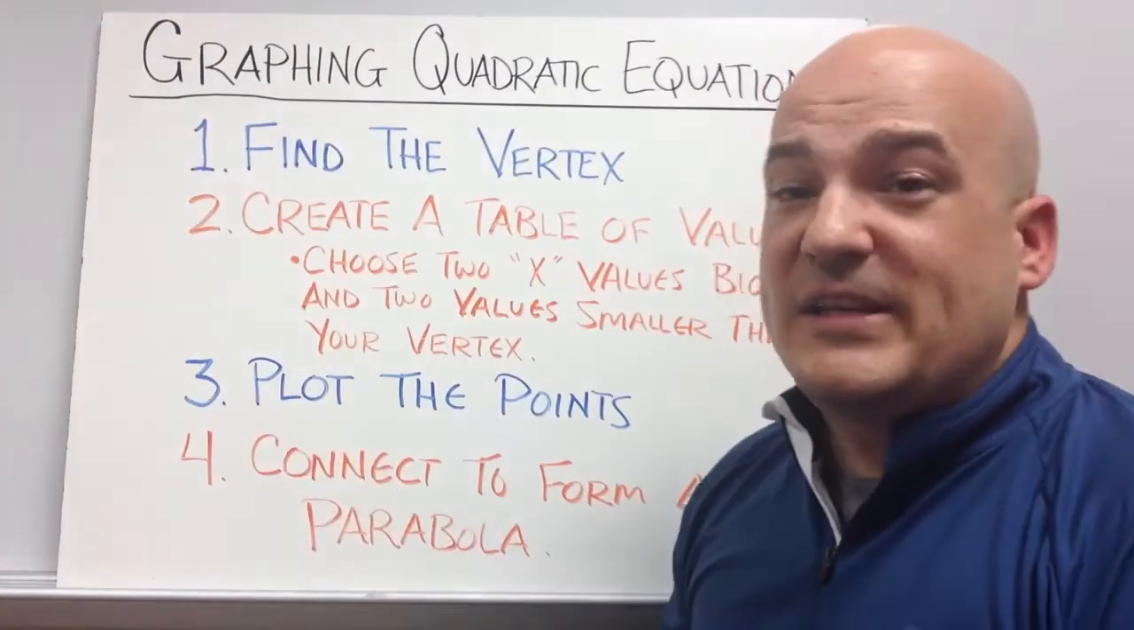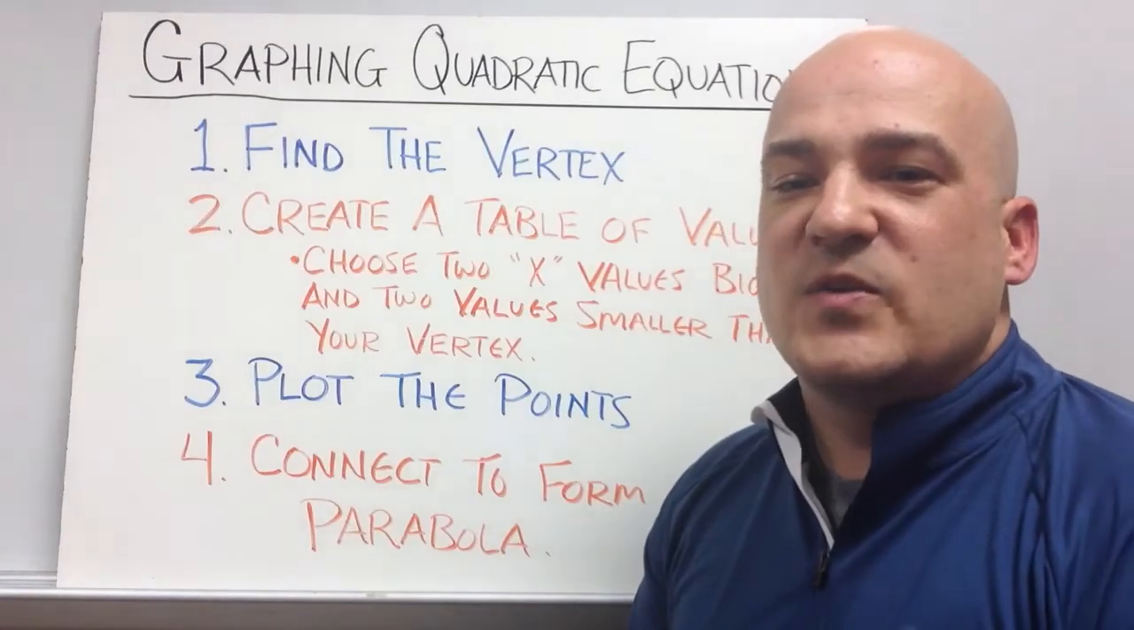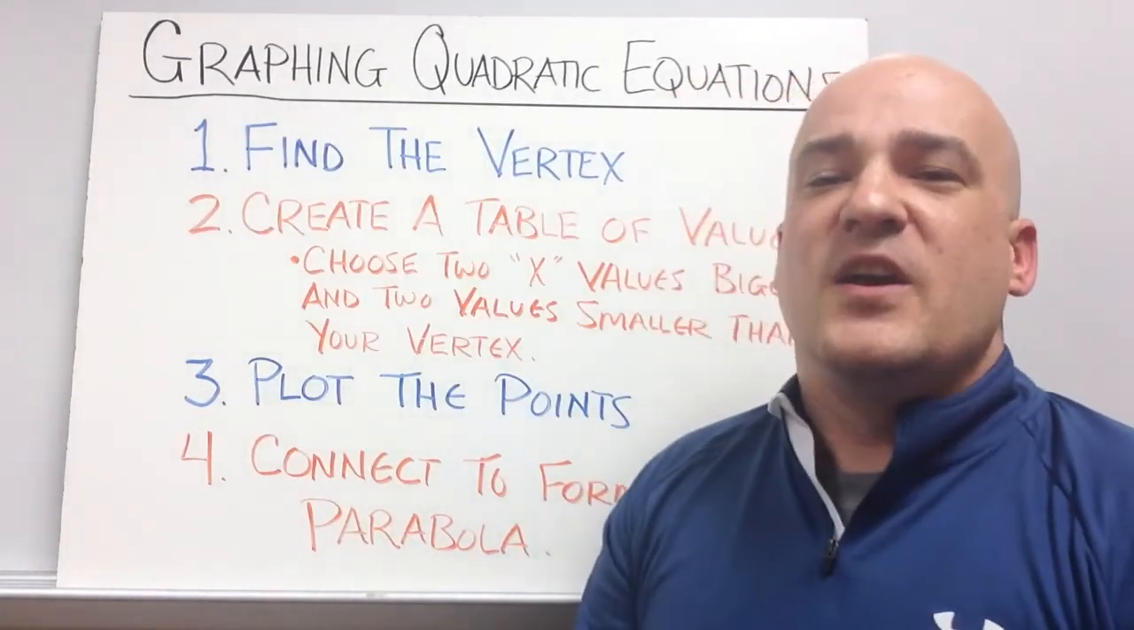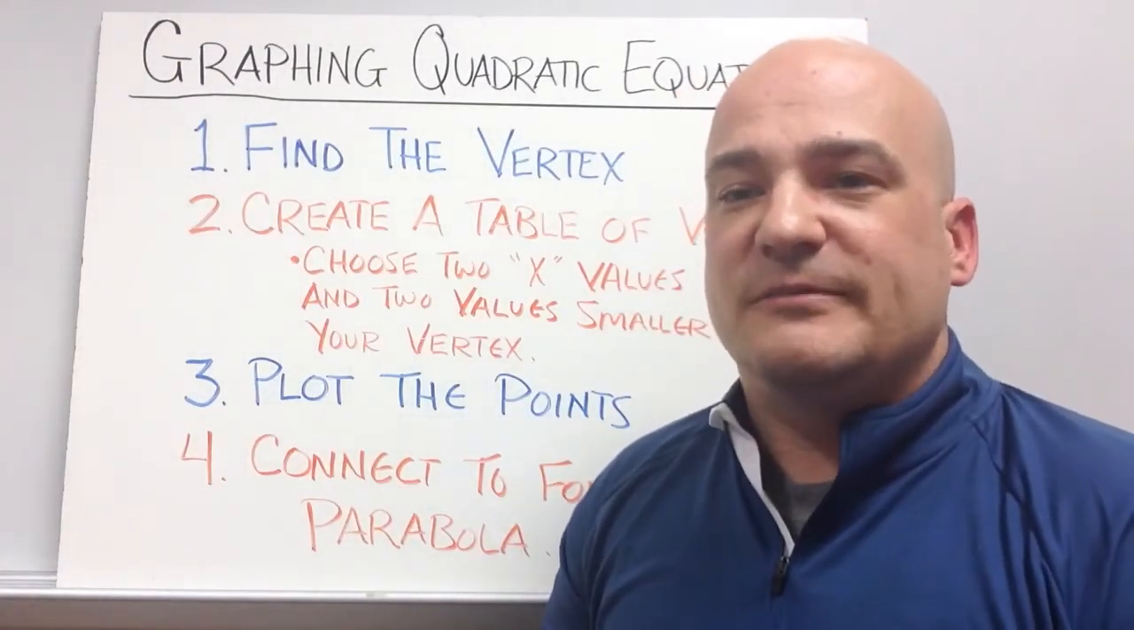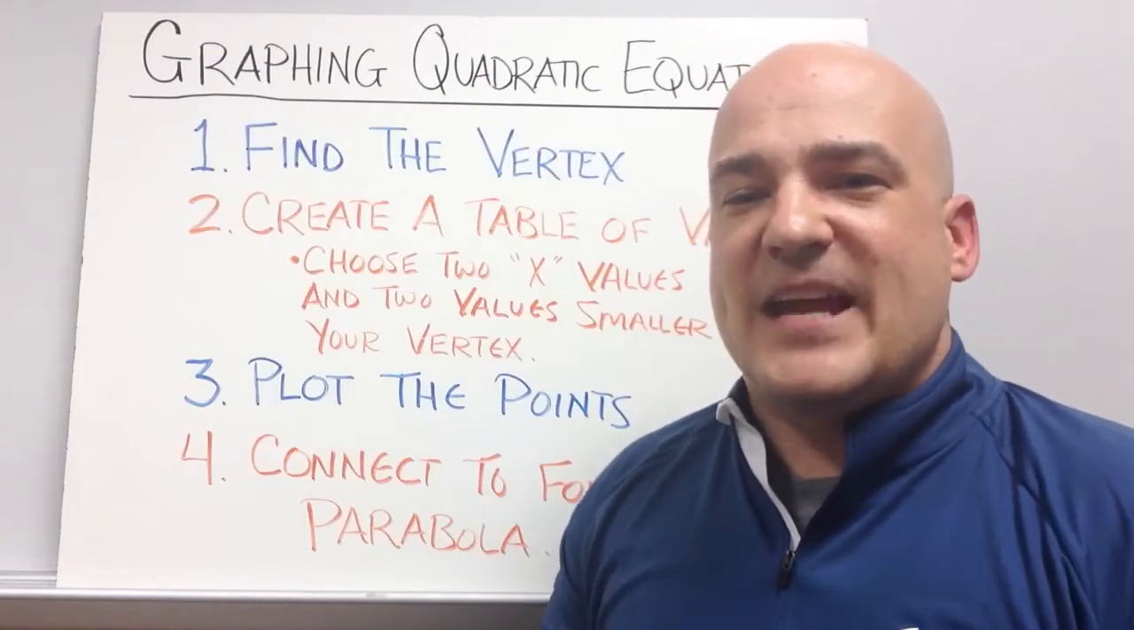Step number 3 will be to plot those 5 points, and then step number 4 will be to connect those 5 points with a parabola or a curve. Alright, so now that we know those steps, let's go through a couple of examples. I'll show you how to do this.